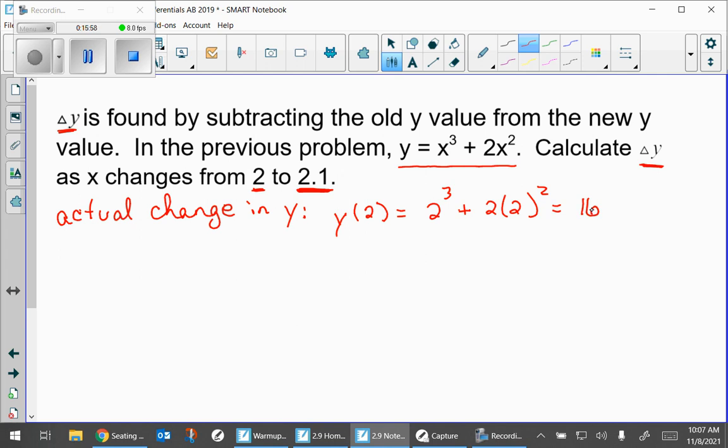Now, in order to find delta y, we're going to take the old value of y and subtract it from the new value of y. So what I'm going to need is y of 2.1. Now, that's definitely a calculator problem. I've got to take 2.1, cube it, and add to that 2 times 2.1 squared.